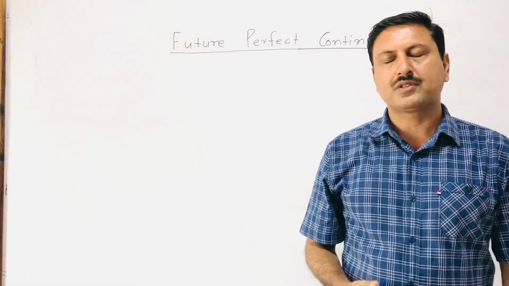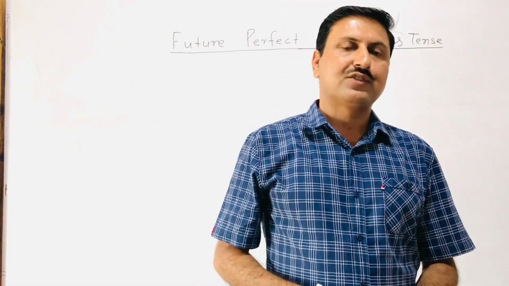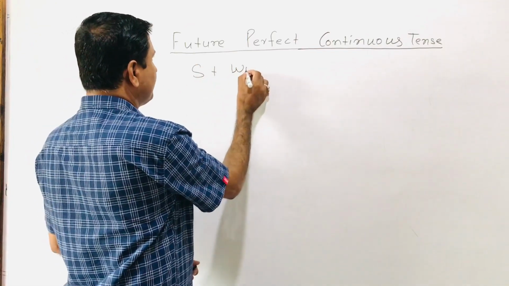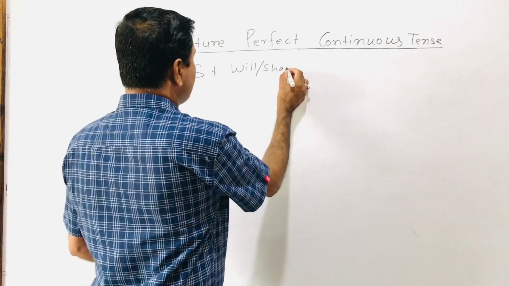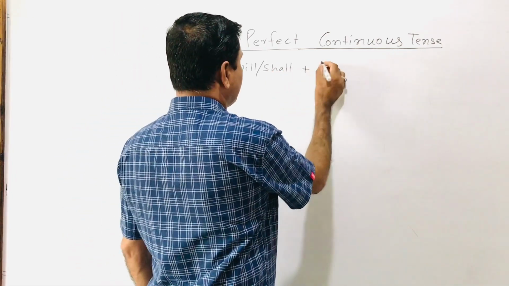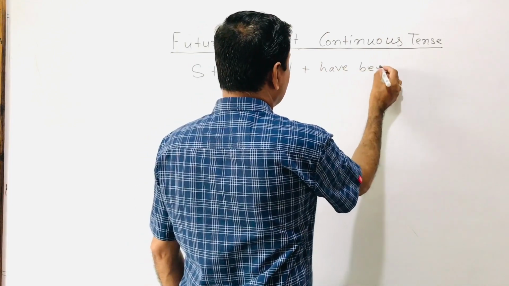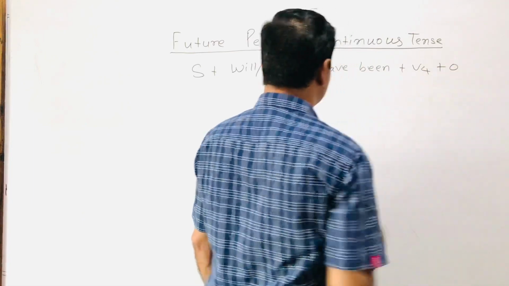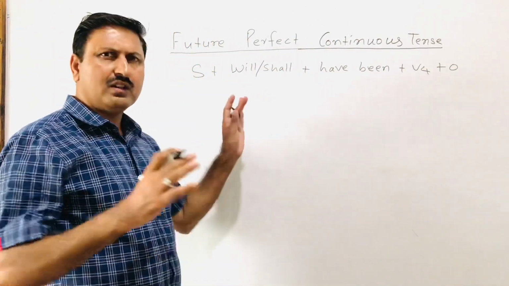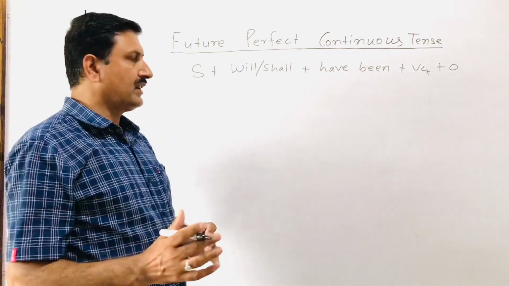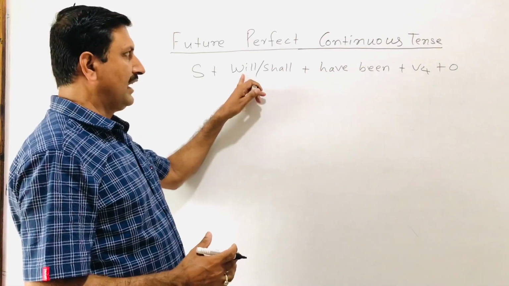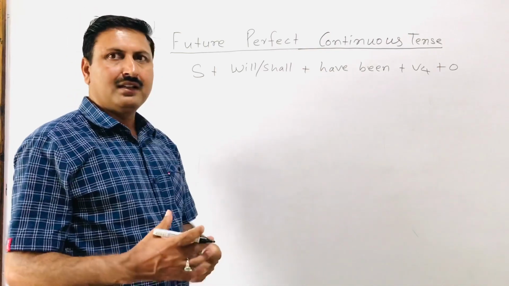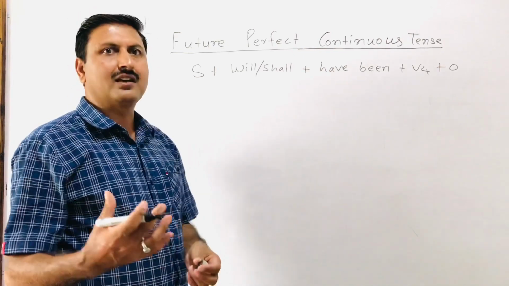Now let's talk about future perfect continuous tense. The structure of future perfect continuous tense is subject plus will or shall plus have been plus verb 4 plus object. This is the structure. In all the future tenses, in all aspects of future tense, we find will or shall. So it is easier to identify whether it is future tense or not.